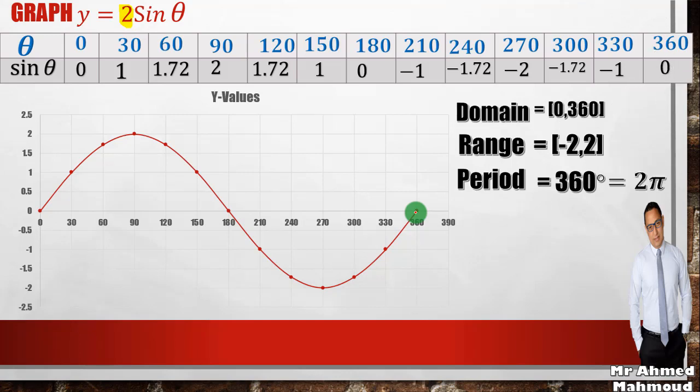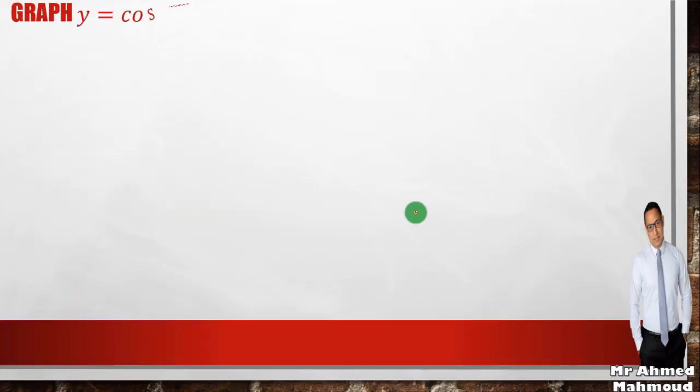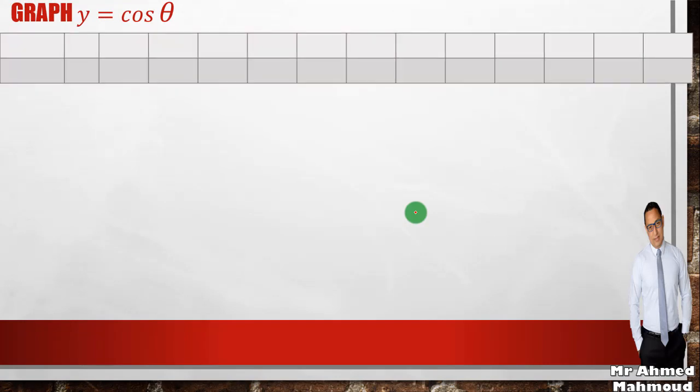Now let's study the cosine function. First, y equals cosine theta. Okay, now the table. I'm going to use the same values for theta: 0, 30, 60, 90, and so on. Cosine 0 equals 1, and cosine 30 equals root 3 over 2, cosine 60 equals 0.5, and so on, like this.